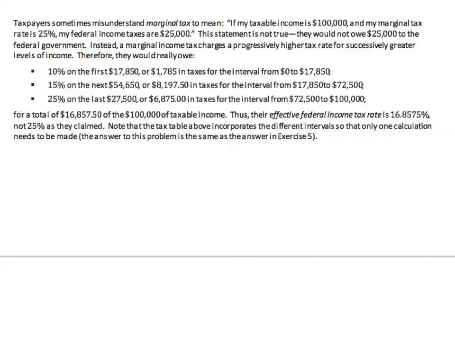Therefore, they would really owe 10% on the first $17,850 in taxes, 15% on the next interval, 25% on the last interval, for a total of $16,857 on the taxable income. So their effective federal income tax rate is 16.8575%, not 25% as they claimed. Note that the tax table above incorporates the different intervals so that only one calculation needs to be made. The answer to this problem is the same as in exercise 5. It's what we calculated right there.